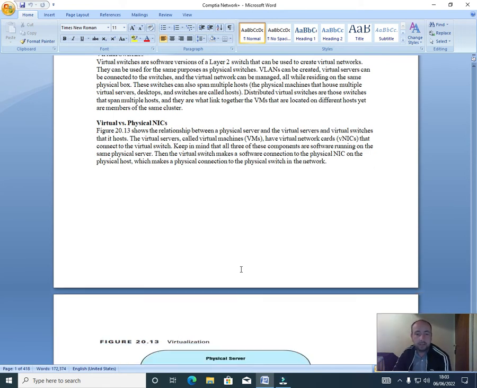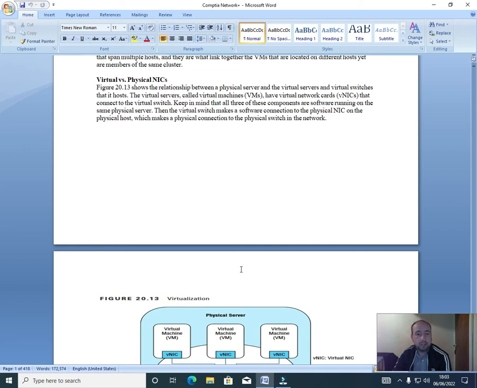Virtual versus physical NICs. Figure 20.13 shows the relationship between a physical server and the virtual servers and virtual switches, that is, hosts. The virtual machines (VMs) have virtual networking cards, VNICs, that connect to the virtual switch. Keep in mind that all of these components are software running on the same physical server. Then the virtual switch makes a software connection to the physical NIC on the physical host, which makes a physical connection to the physical switch in the network.